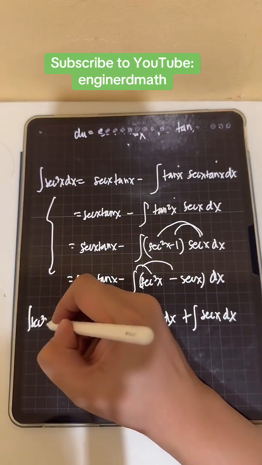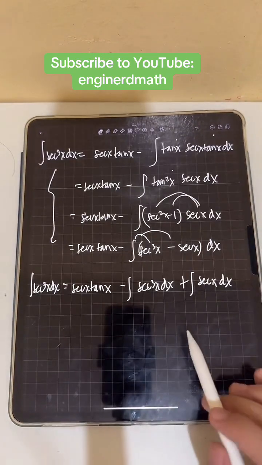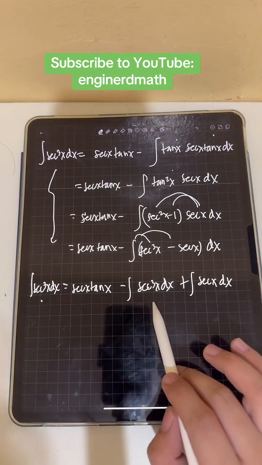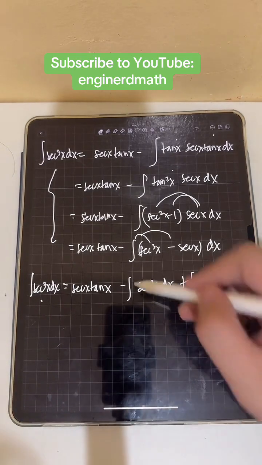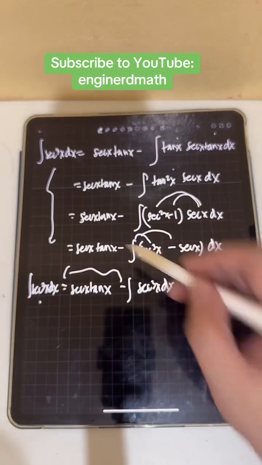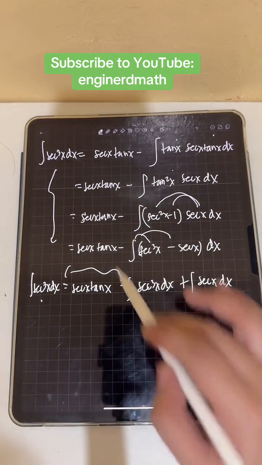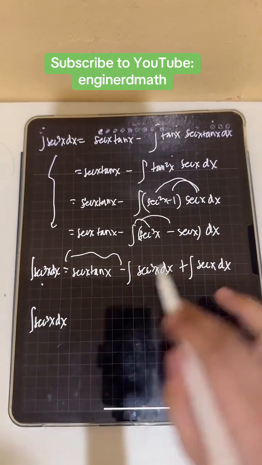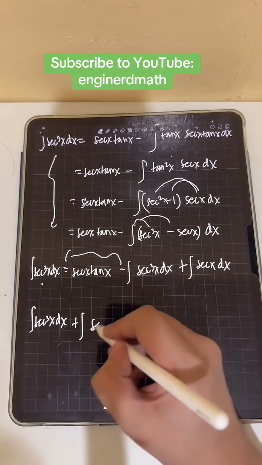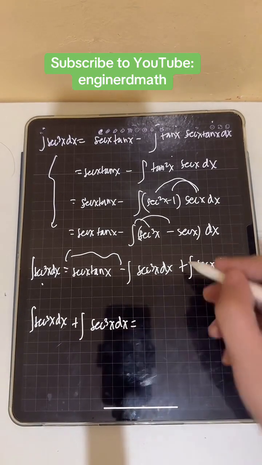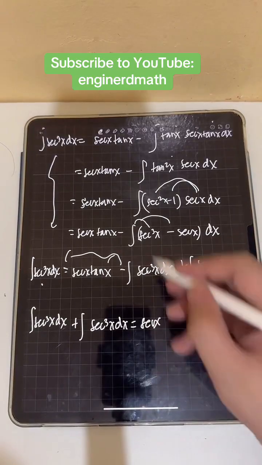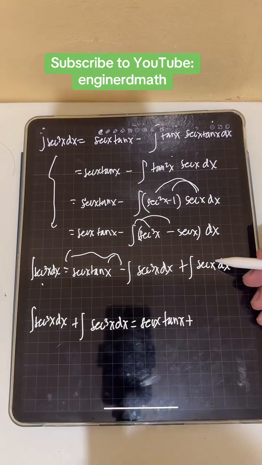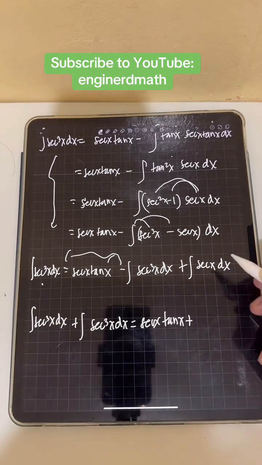So the left side is the integral of secant cube x dx, right? So we can combine these two integrals of secant cube x dx, since they are similar terms. I can transpose this negative integral of secant cube x dx to the left side. So we'll have the integral of secant cube x dx plus the integral of secant cube x dx, then equal to secant x tan x plus, so we can now evaluate the integral of secant x. It's a standard integral formula already, right?